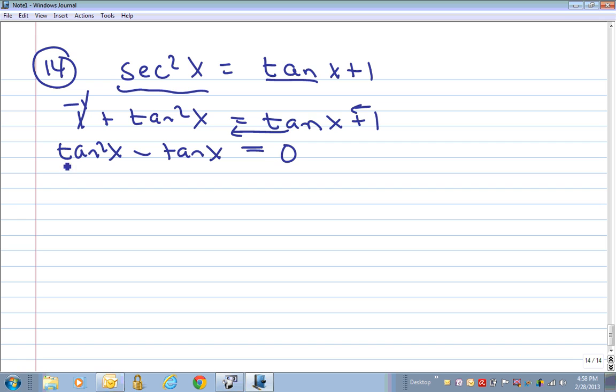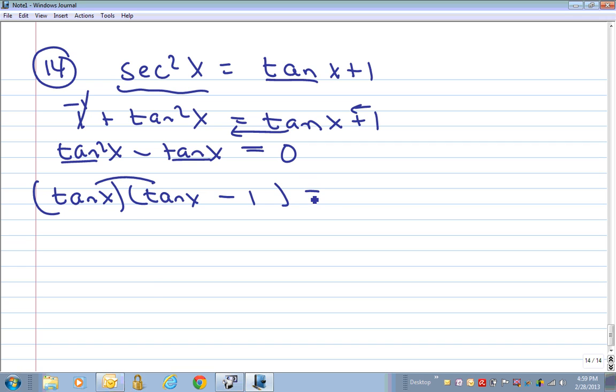Next, I see that both terms have tan as a greatest common factor. So I'm going to factor out my tan x. In the parentheses, I'd have tan x times something equals tan x squared, and that would be tan x. And tan x times something equals negative tan x, so that would be a negative 1. All right, no Pythagorean. I'm not going to change anything.